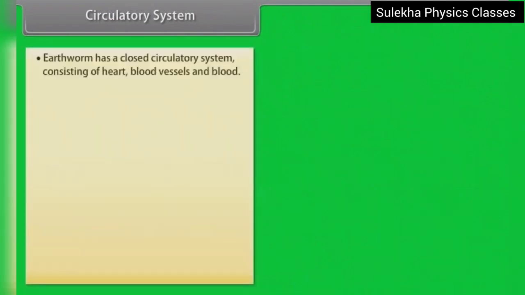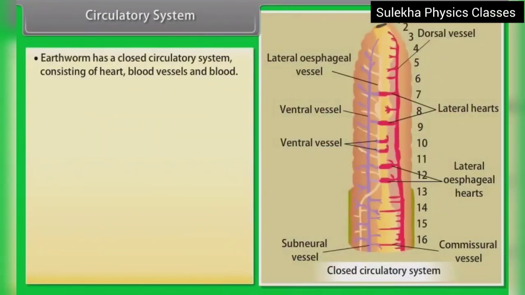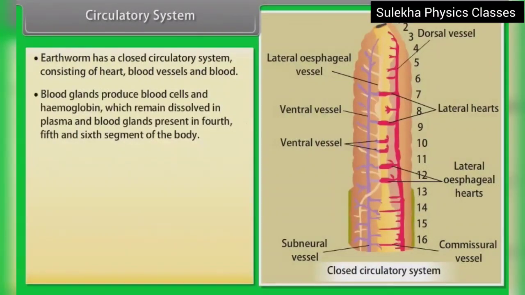Circulatory system. Earthworm has a closed circulatory system consisting of heart, blood vessels and blood. Blood glands produce blood cells and hemoglobin, which remain dissolved in plasma, and blood glands are present in the 4th, 5th and 6th segment of the body.